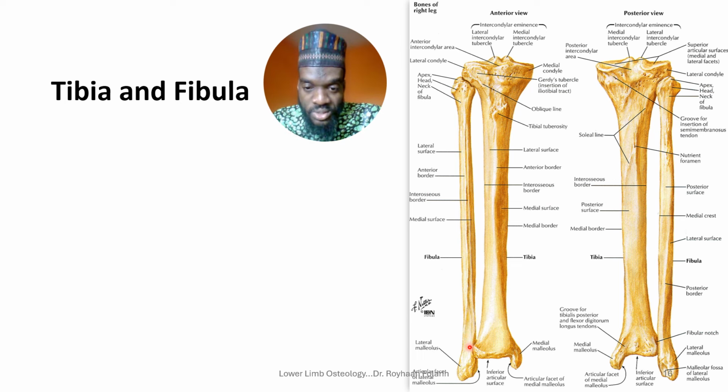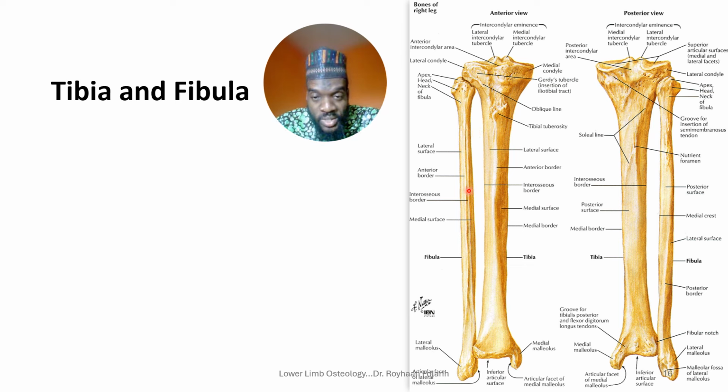By the fibula bone. So here we can appreciate the inferior articular surface, right? The inferior articular surface where the tibia and the fibula make the ankle joint along with the talar bone or the talus, which is one of the tarsal bones. So here is the medial malleolus, here is the lateral malleolus. So here is the articular facet of the medial malleolus, and here is the articular facet of the lateral malleolus on the inside.